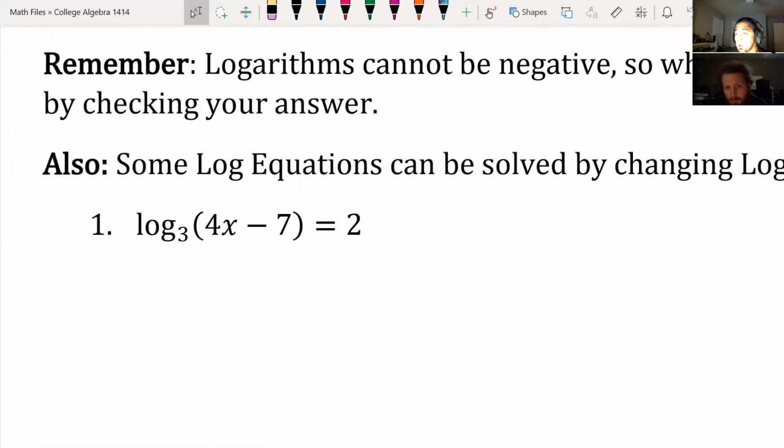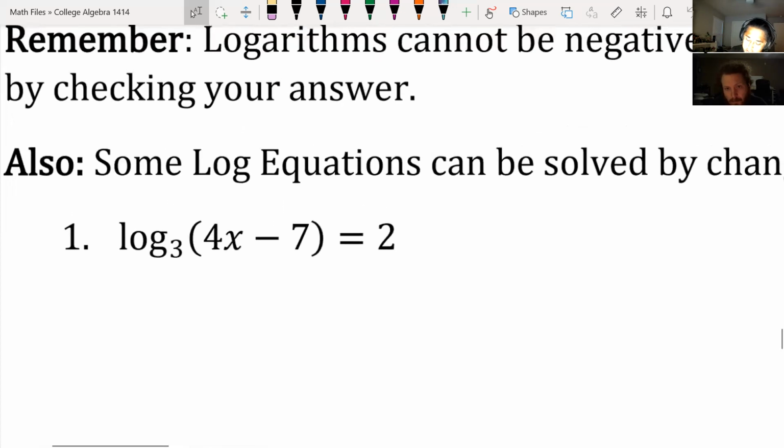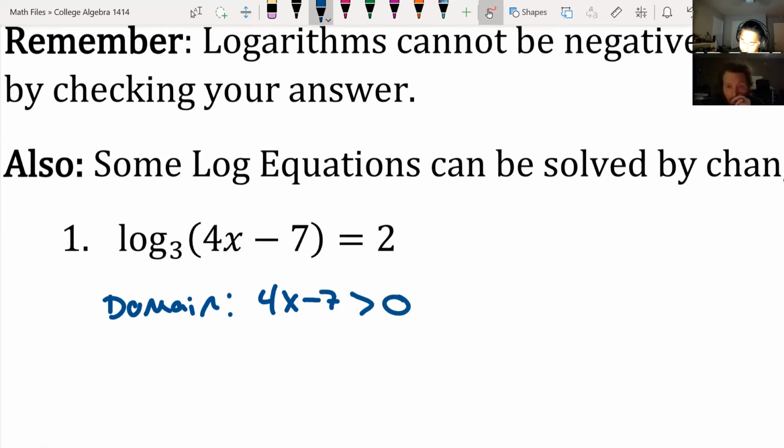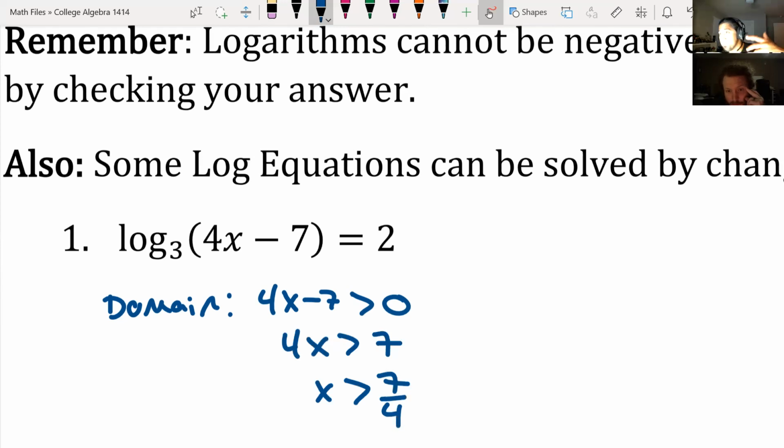Here we have log base 3 of 4x minus 7 equal to 2. So before we even solve this, let's go ahead and find this function's domain. And remember, you take the inside and set it greater than 0. So here we're going to solve for x. 4x is greater than 7, and x has to be greater than 7/4. So what this means is that whatever values we get for x, they're going to have to be greater than 7/4 in order for the equation to be true.